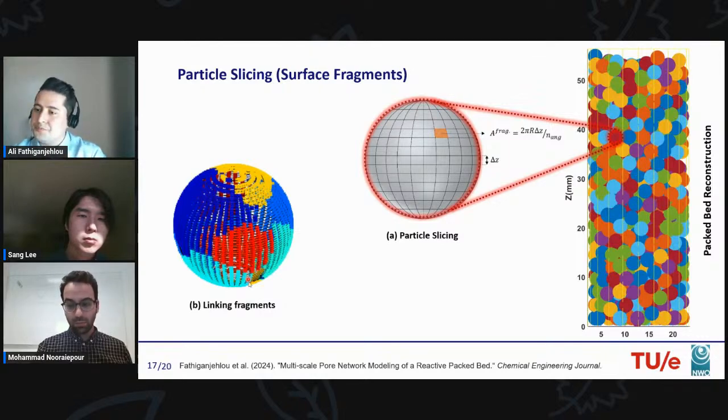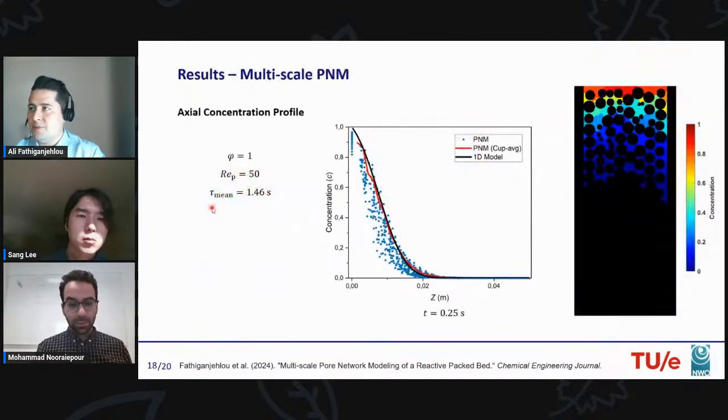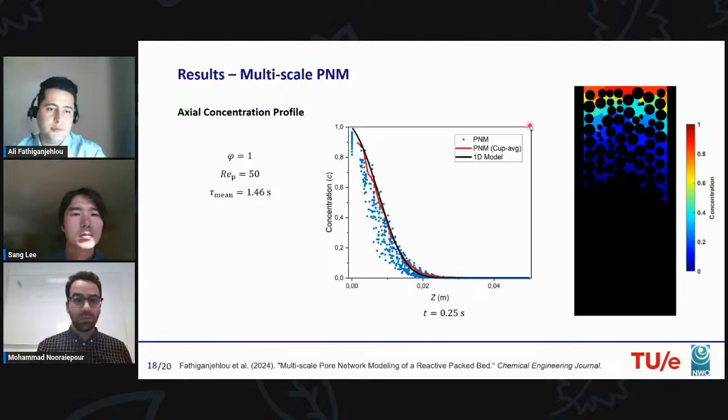For example, here in figure B, we can see that the surface fragment colored in red is adjacent to a different reactor scale pore compared to the ones colored in blue. By doing so, we will have a multiple scale PNM where the convective transport and dispersion are modeled using the reactor scale PNM, and the diffusion and reaction are modeled using the particle scale PNM for all the particles in the packed bed. So we will have a multiple scale pore network model.